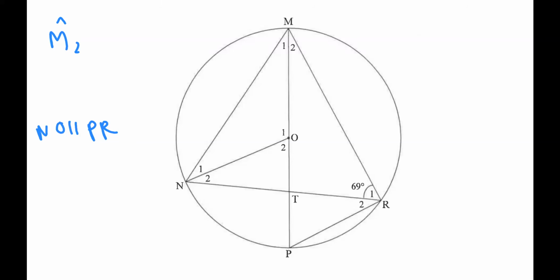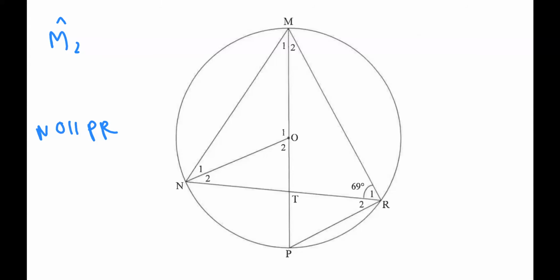So by O2, that's gonna be 42 because O1 is 138. So you can say supplementary angles. And then P is gonna be 42 because of alternate angles. And then 90 plus 180 minus 90 minus 42 will give you M2.